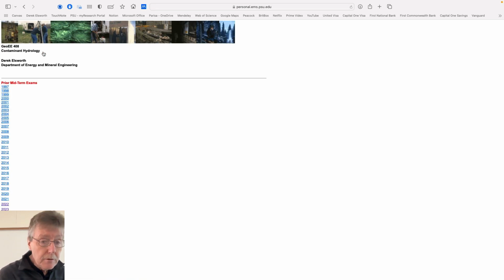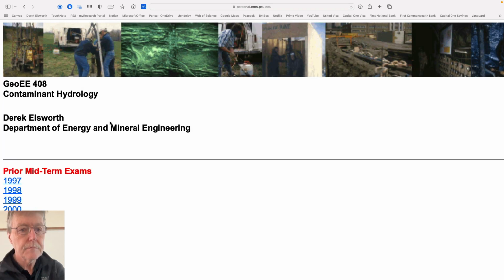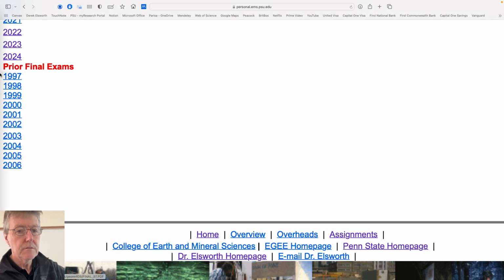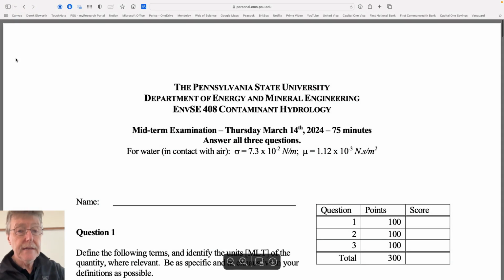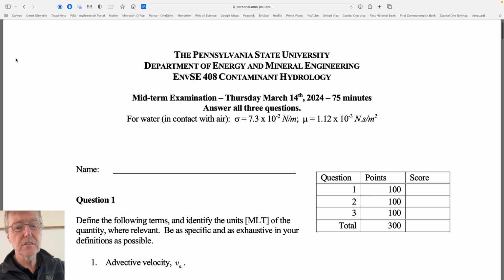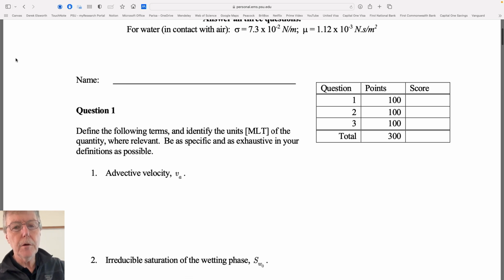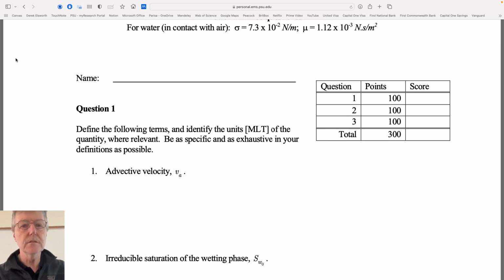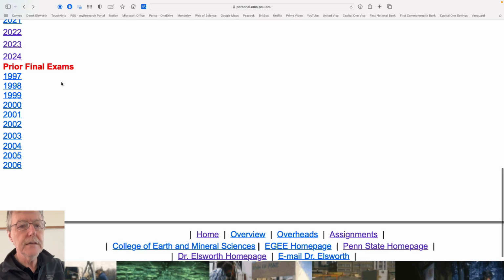Prior tests are available. You can see that this class has been taught since 1997, if you can read that. I just put up last year's test, which is this. It is on the Tuesday before spring break. It's in class, closed book, closed notes, but there are probably 6 questions total to choose from, and the test is 3 questions. So you can easily prepare beforehand for that.